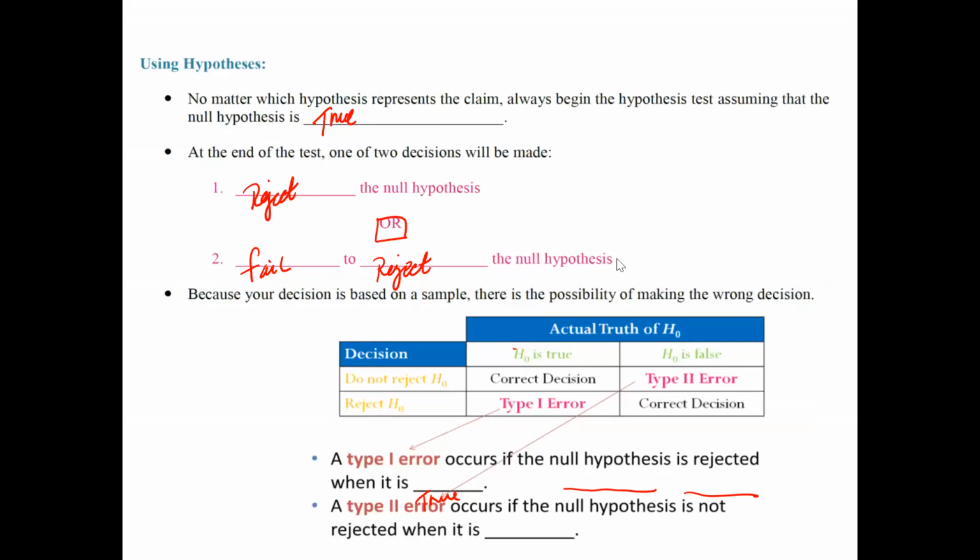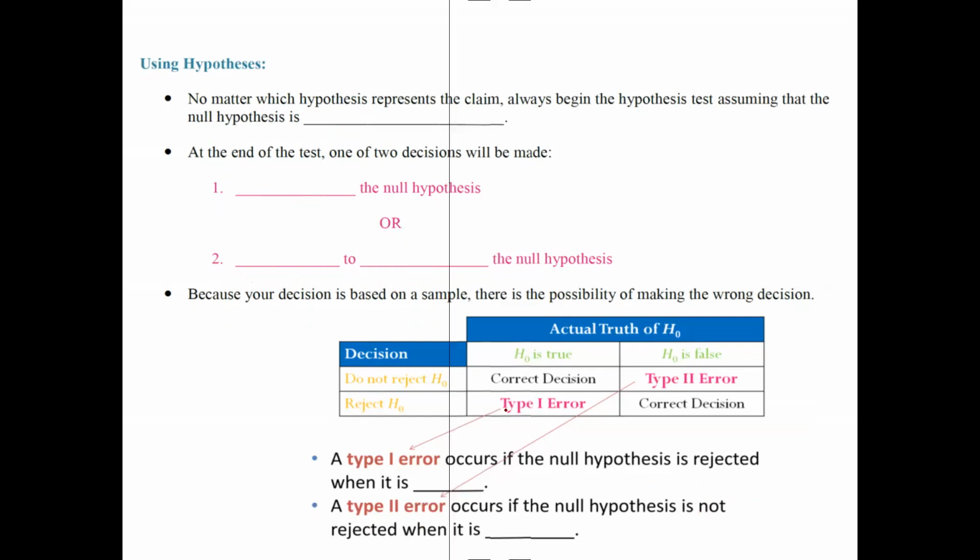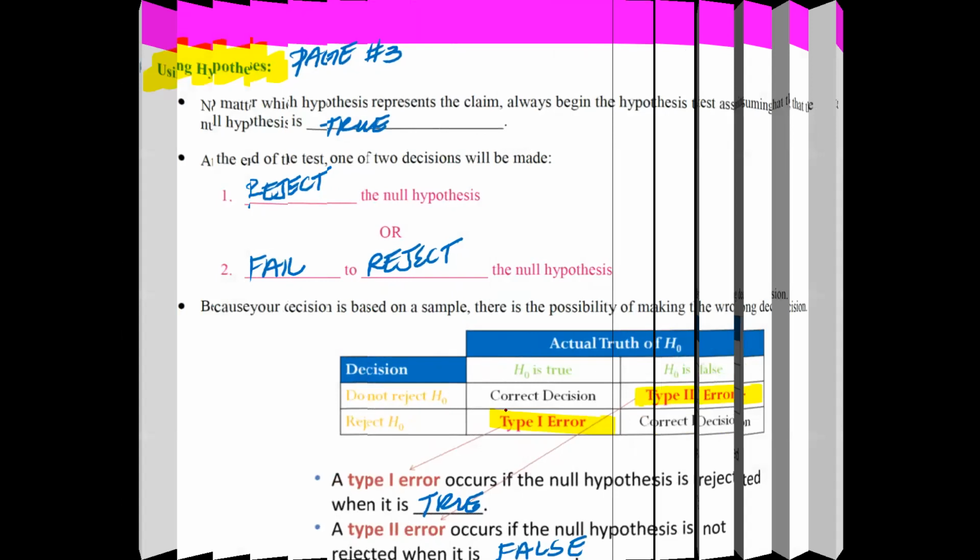Okay, and a type 2 error occurs if the null hypothesis is not rejected, keyword not, when it is actually false. Okay, so type 2 error, type 1 error. Now let's take a look at some examples so we can determine that.